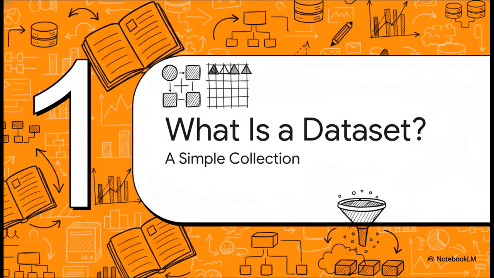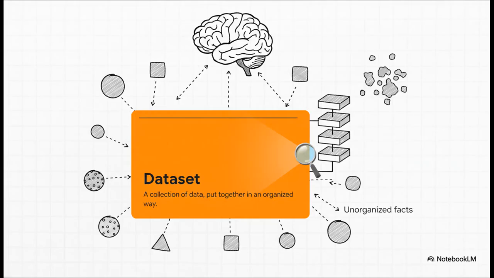Okay, so that notebook is the perfect starting point for us. Because at its heart, a data set is all about one thing: taking a bunch of information and giving it some kind of clear, logical structure. And boom, there's our official definition. A data set is simply a collection of data that's been put together in an organized way.